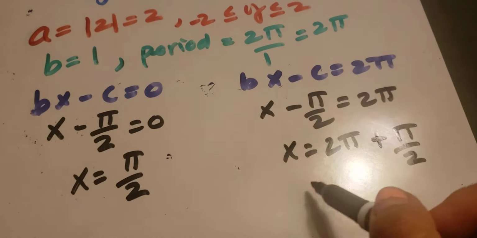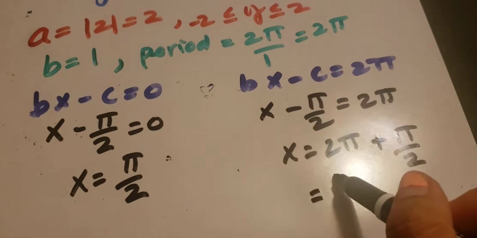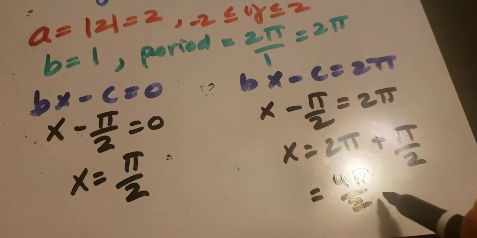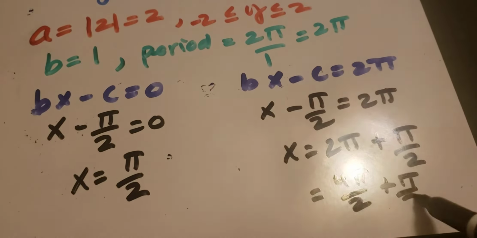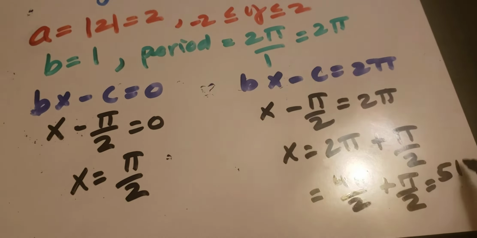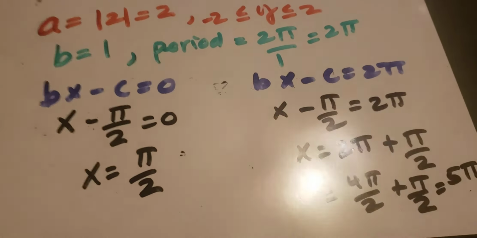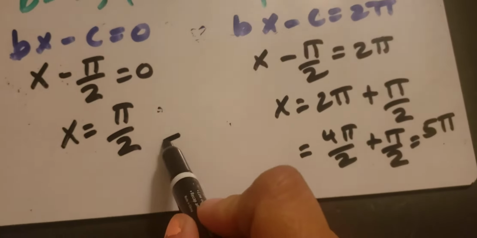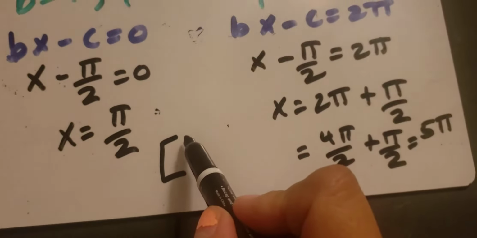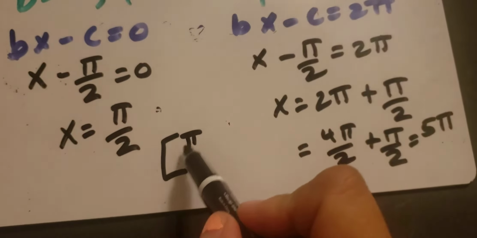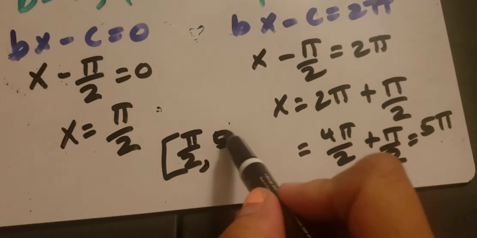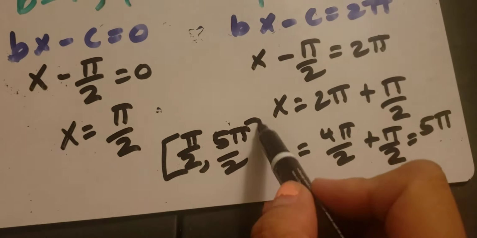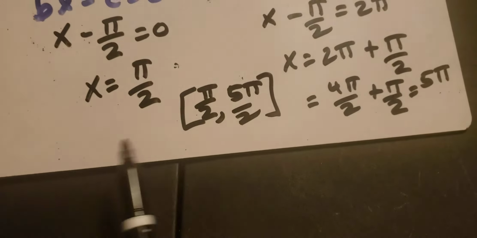Let's get common denominator. So now we're going to have 4 pi over 2 plus pi over 2. And that's going to give us 5 pi over 2. Okay? So how does this help us? This helps us with our interval. That means our interval should be starting at pi over 2 and ending at 5 pi over 2. Remember, our interval is the same as our domain.